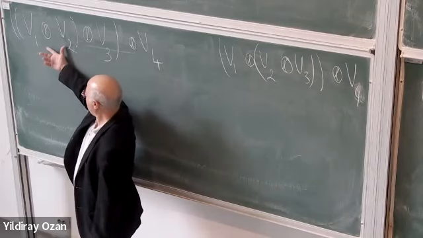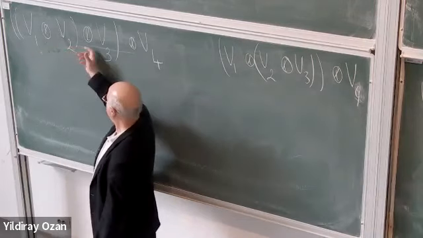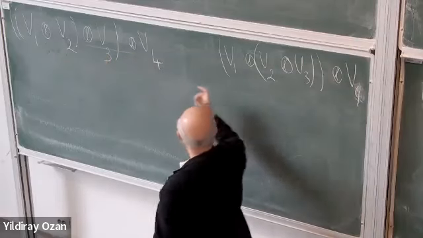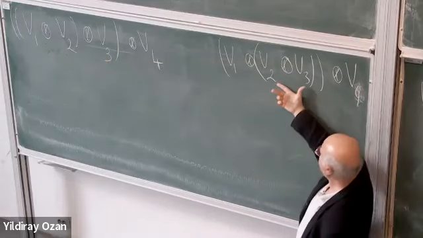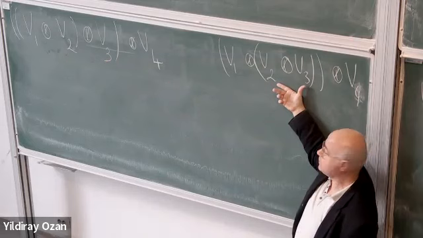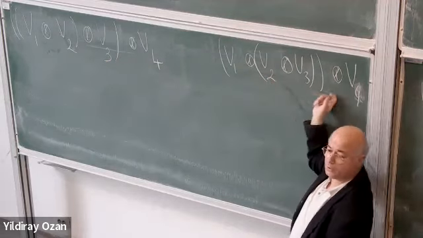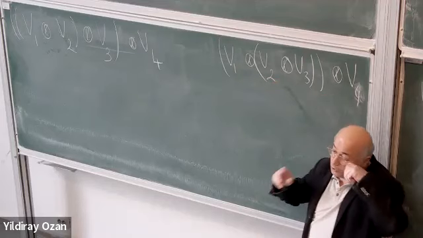So here first I take the tensor product of these two, and I take the tensor product with this one, and then with this one. Or I can do it this way: take the tensor product of these two spaces, then take the tensor product of this with this one, and then with this one.